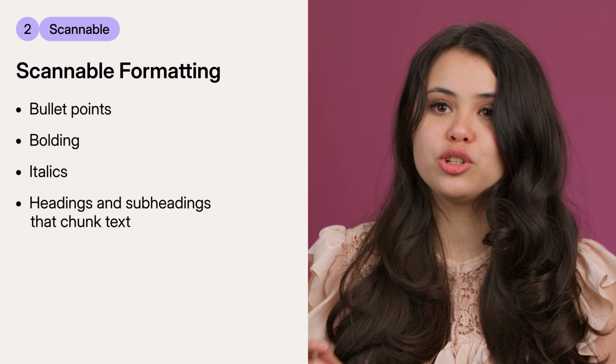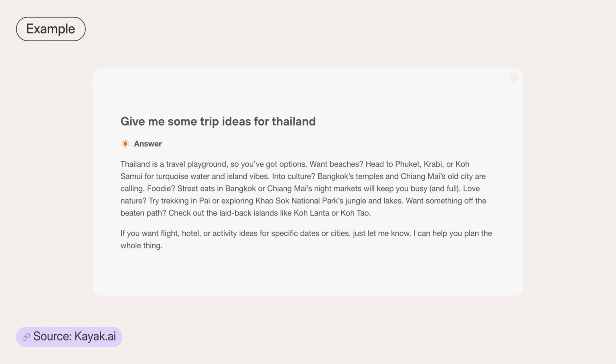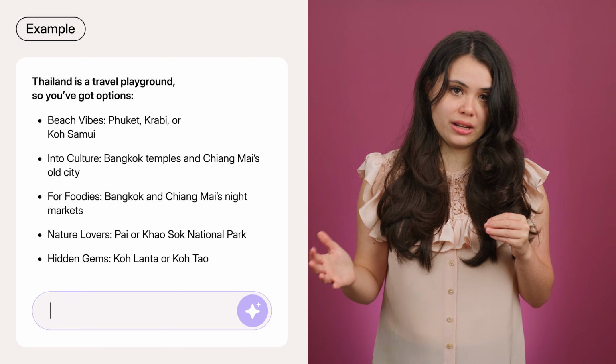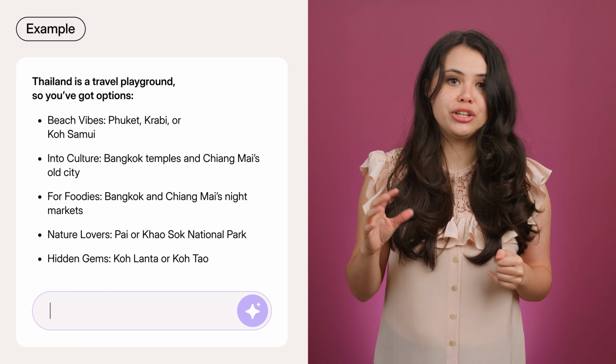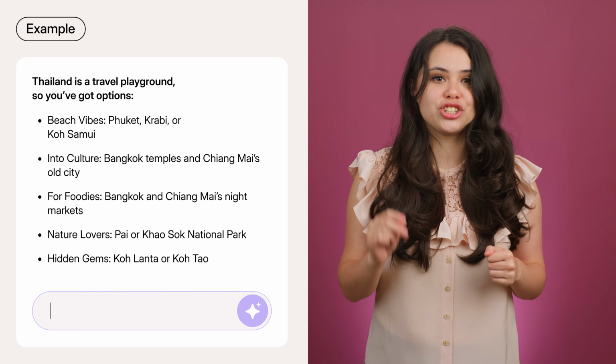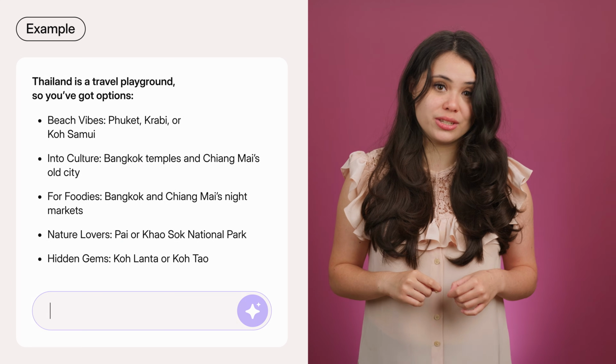But when it comes to product-specific GenAI, a lot is left to be desired. This is a response I got from Kayak about the best places to visit in Thailand. Despite this being essentially a list and suited for scannable bullet points or headings, the information is presented as a dense paragraph. Compare it to this revision I created. Now the types of suggestions are clearly broken up, giving users the ability to scan for the sort of suggestions that fit their travel style, making it much easier to plan next travel steps.